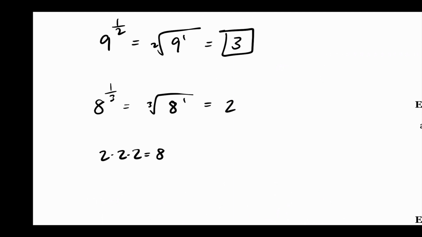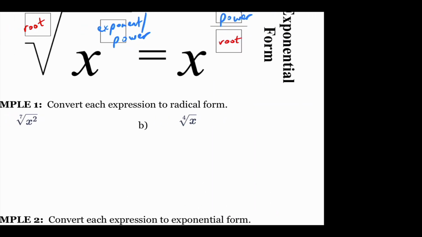Remember, for square root we're looking for pairs. Third root, we're looking for 3 of a kind. Fourth root, 4 of a kind, right? What times itself that many times makes the number on the inside? What times itself 3 times makes the number on the inside? That's what the third root is. That's review from last semester. Okay, so let's go back.